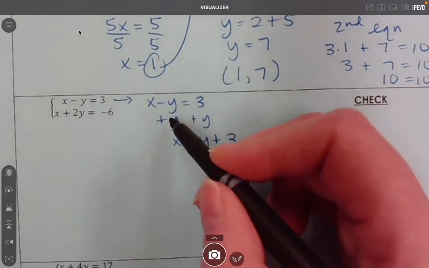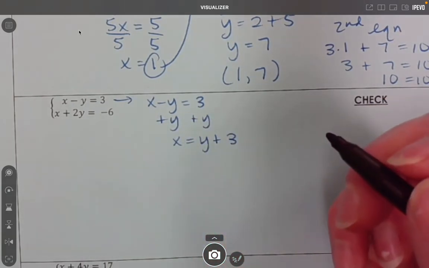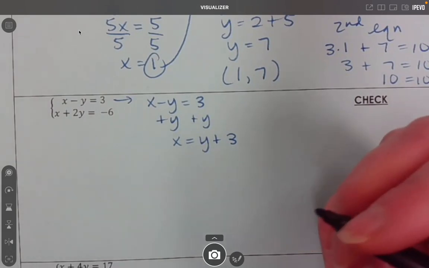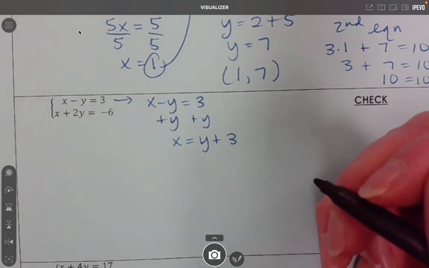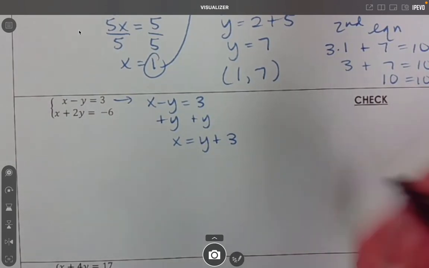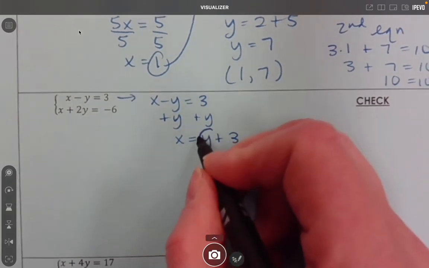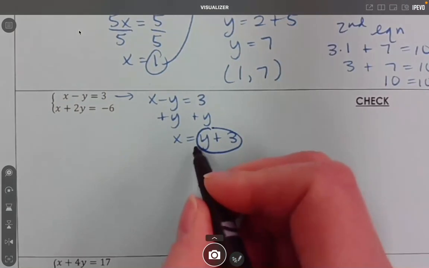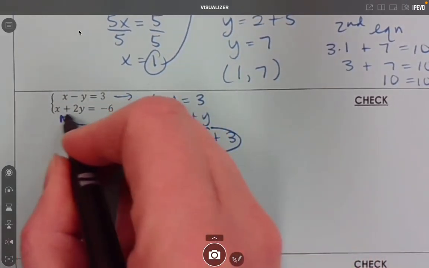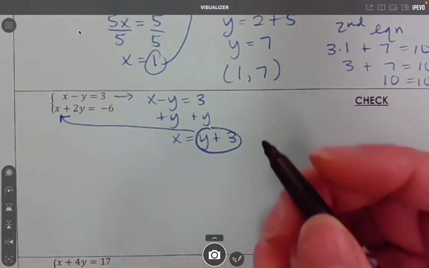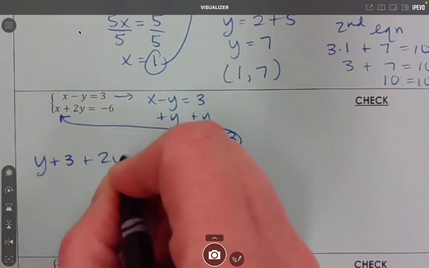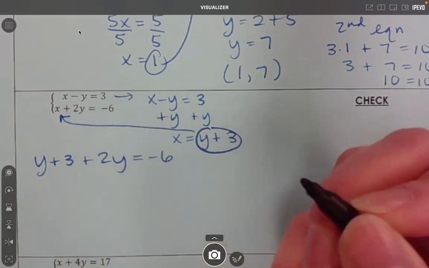So again, when I'm adding that letter on both sides, it's really like I'm moving it, right? I can't really do 3 plus y. That doesn't add together. They're not like terms, but I've moved the y to the other side. So now I have something that I can substitute. I can substitute y plus 3 for my x over here. So let's go ahead and write that out. So we'll have y plus 3, and then plus a 2y equals negative 6.